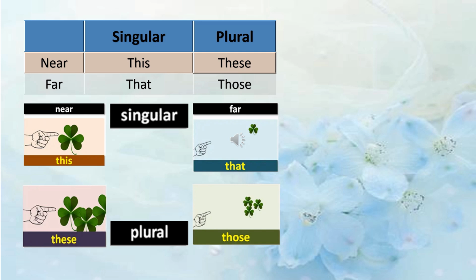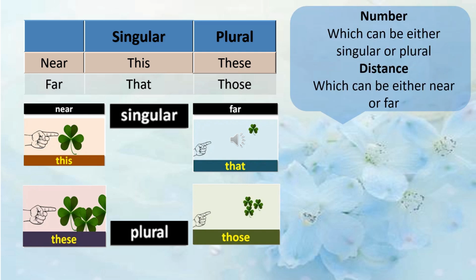Singular, one item, used for a single object, e.g. this apple, that book. Plural, multiple items, used for multiple objects, e.g. these apples, those books. Number: demonstrative pronouns can be singular, this, that, or plural, these, those. Distance: they indicate near, this, these, or far, that, those, in space or time.